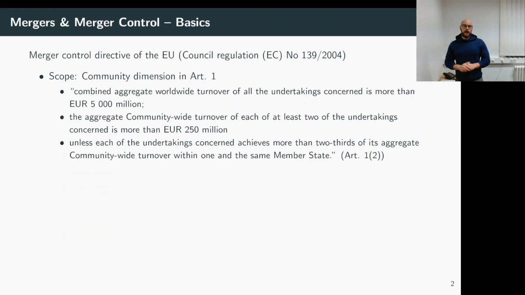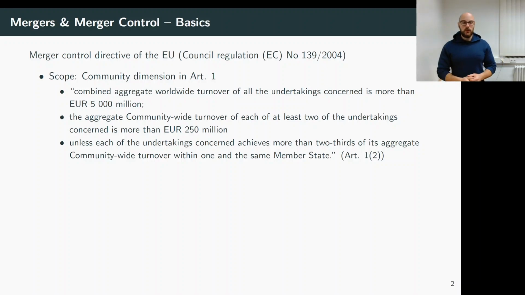Okay, so then we talk about what actually is a merger that is of community dimension, which basically means that it is investigated by or is potentially investigated by the European Commission, right? And that's defined in Article 1. And you just have to go through the definition.